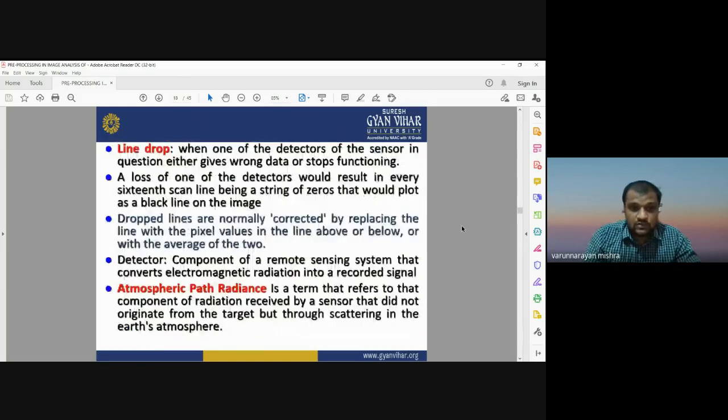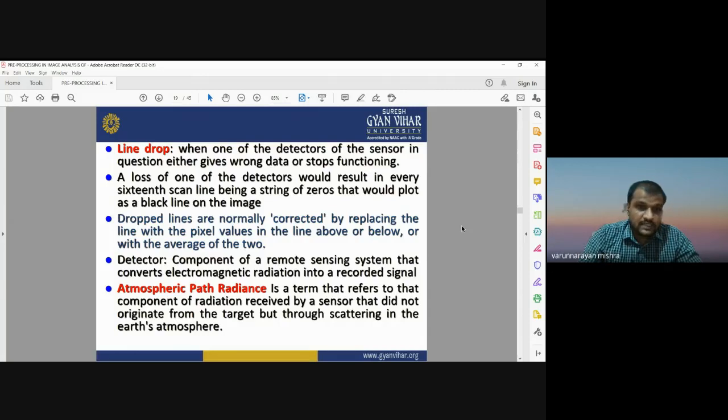Line dropout occurs when one of the detectors of the sensor doesn't work or stops functioning. In that case, the loss of one detector would result in every 16th scan line being a strip of zeros, which would plot as a black line on the image. Line dropout, line stripping and de-stripping are errors caused by system malfunction or the system not working properly.